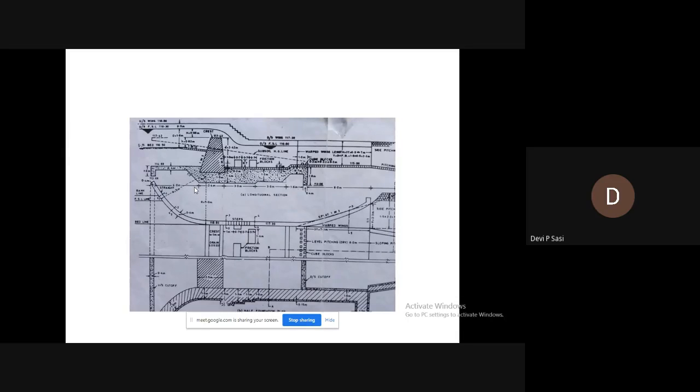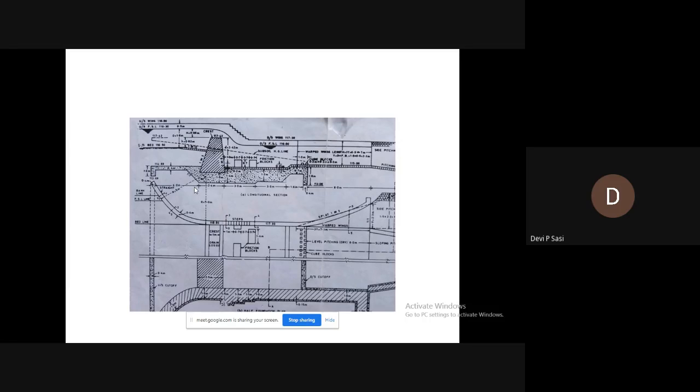The third step is design of the impervious floor. The total length of the impervious floor is designed using Bligh's creep theory, and the floor thickness is checked. We are checking the floor thickness using Khosla's theory. We have learned about Bligh's creep theory and Khosla's theory in the previous modules, and I hope you are clear with it.